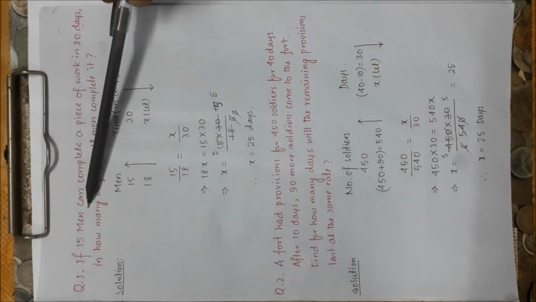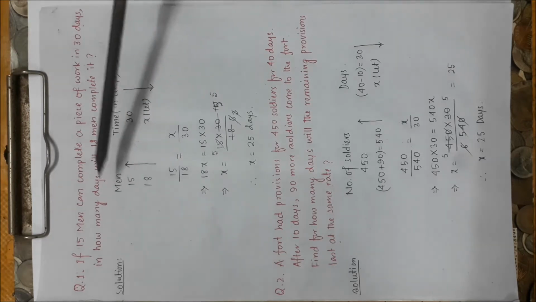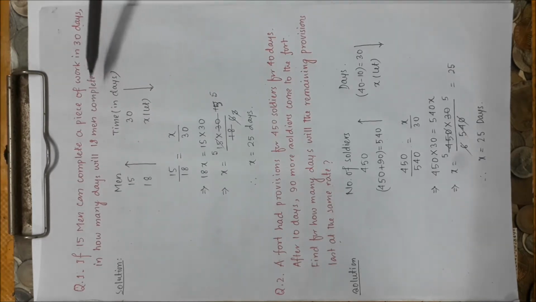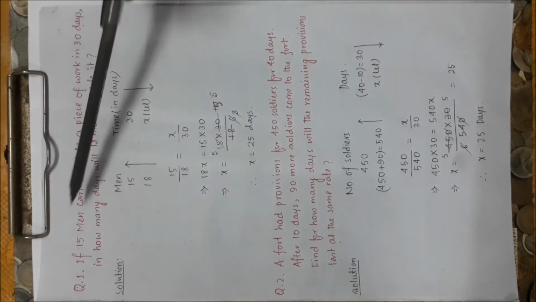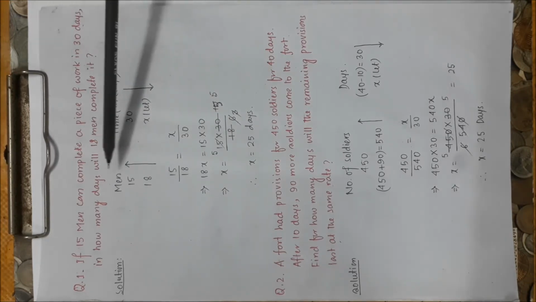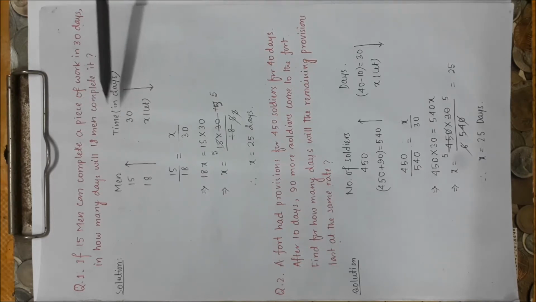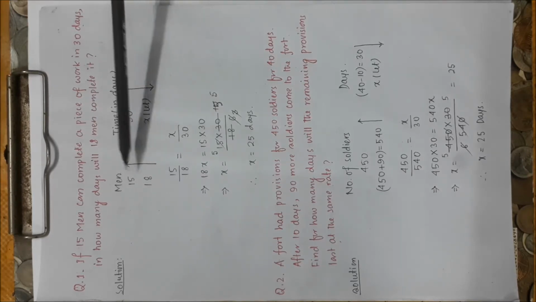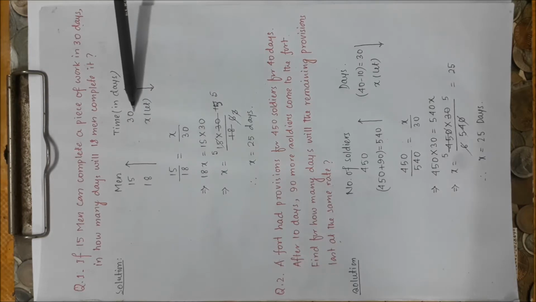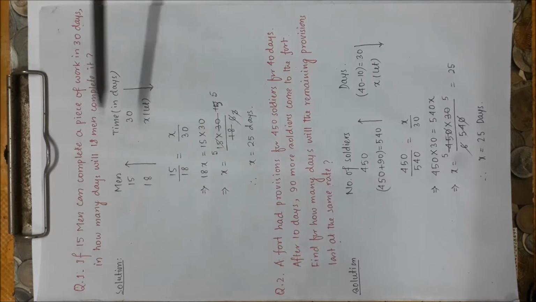If 15 men can complete a piece of work in 30 days, in how many days will 18 men complete it? So here the number of men is given to you and the time taken by the men to complete the work is given to you. So we have two headings, men and time in days. So 15 men complete the job in 30 days. We need to find out the days 18 men will need to complete it.